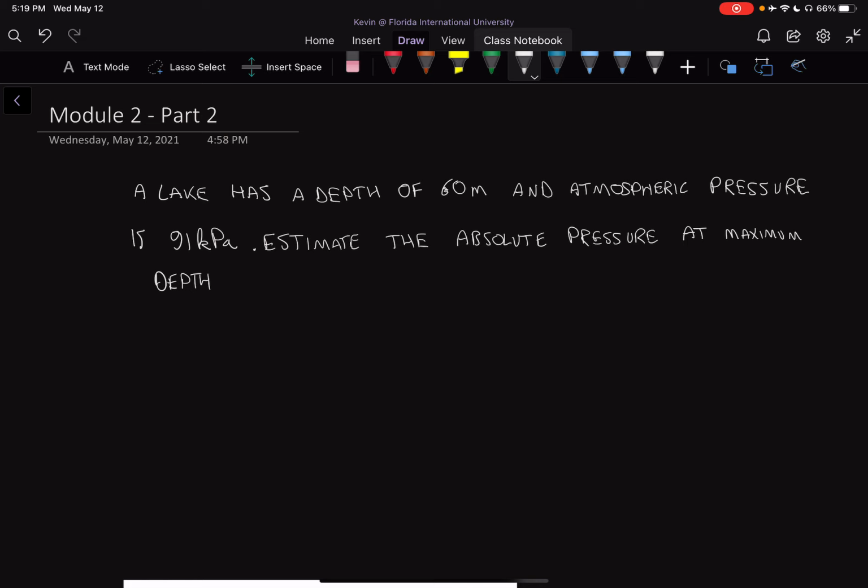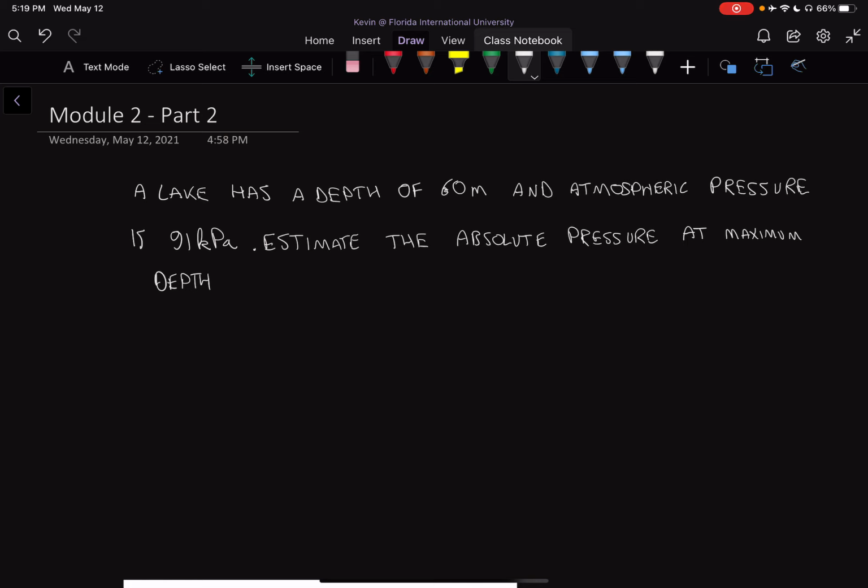But the example problem says a lake has a depth of 60 meters and atmospheric pressure is 91 kilopascals. Estimate the absolute pressure at maximum depth. So how do we go about solving this problem? We're going to be using the equation that was written out for us a little bit earlier and that we derived in the previous section.